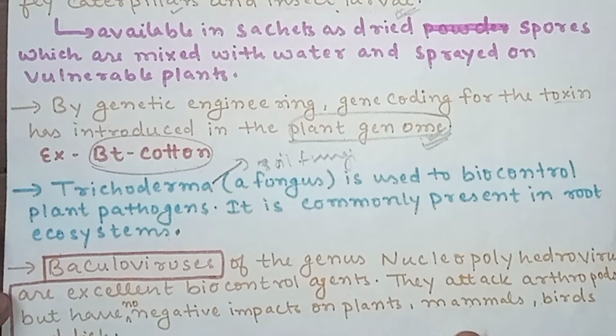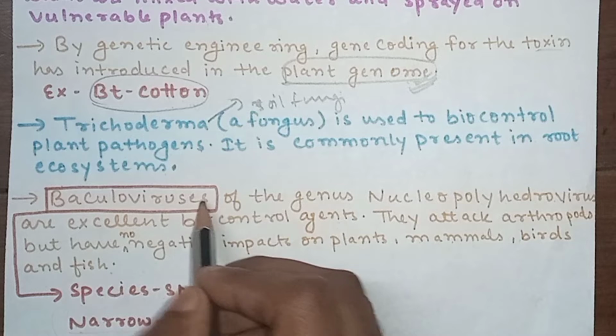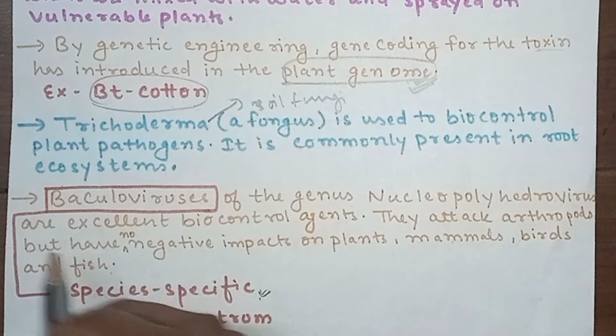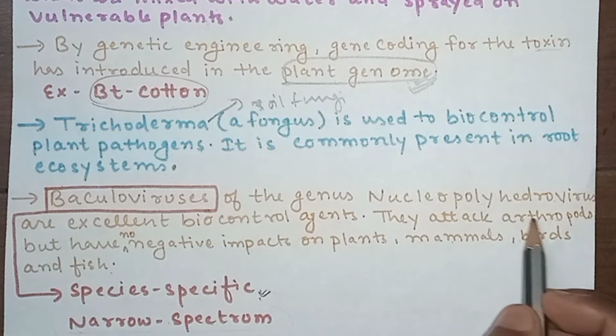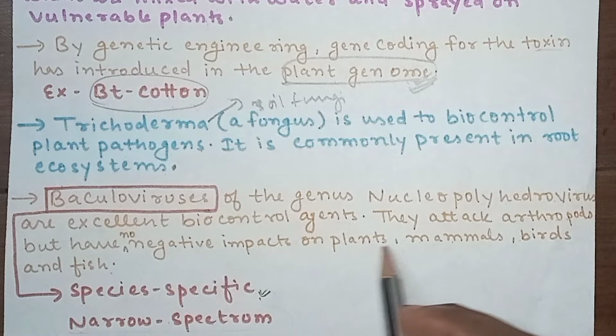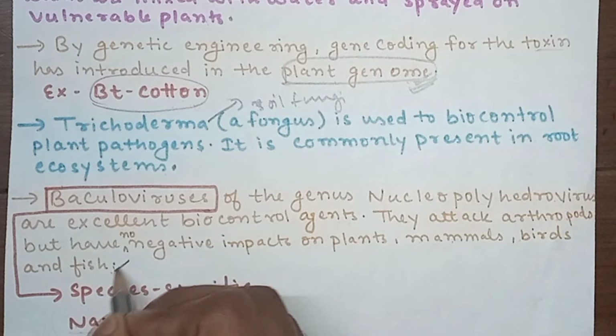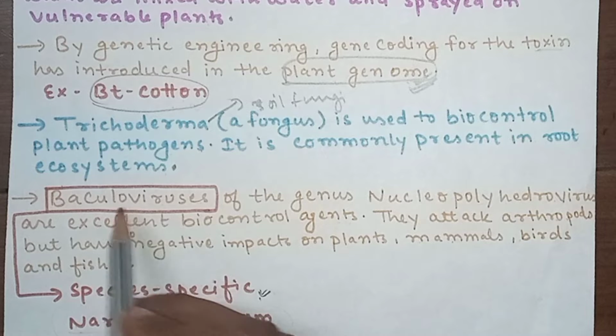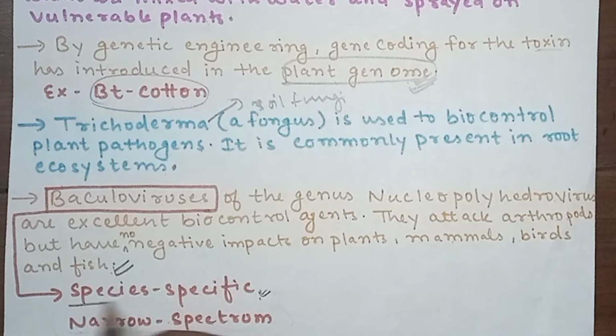Now let us see another example. Baculoviruses of the genus Nucleopolyhedrovirus are excellent biocontrol agents. They attack arthropods but have no negative impact on plants, mammals, birds and fish. We can say this virus is actually species specific and has a narrow spectrum effect.